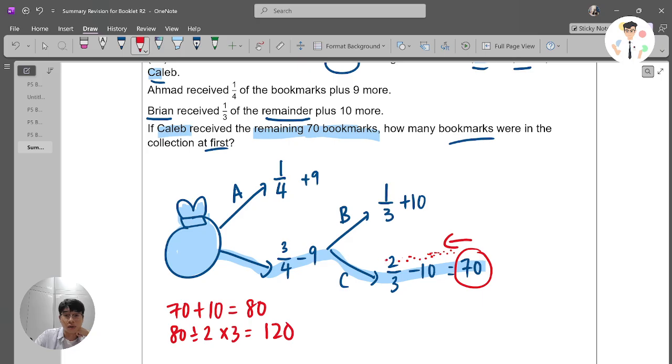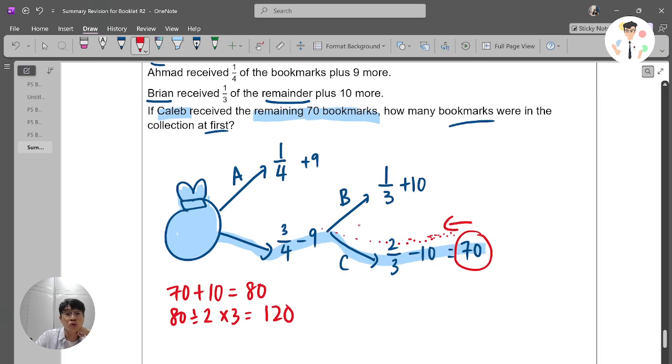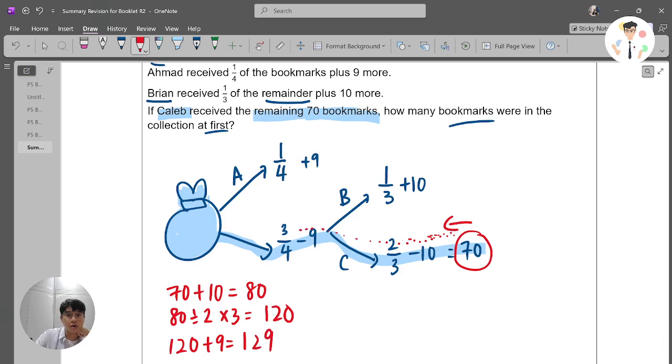And I continue walking. Minus 9, I'm supposed to plus 9. So 120 plus 9. So it's 129. And walk. I'm supposed to divide by what? I'm supposed to divide by 3 and times 4. And your final answer is what? 172. Why? Because you walk, and you get the answer already. It's 172.